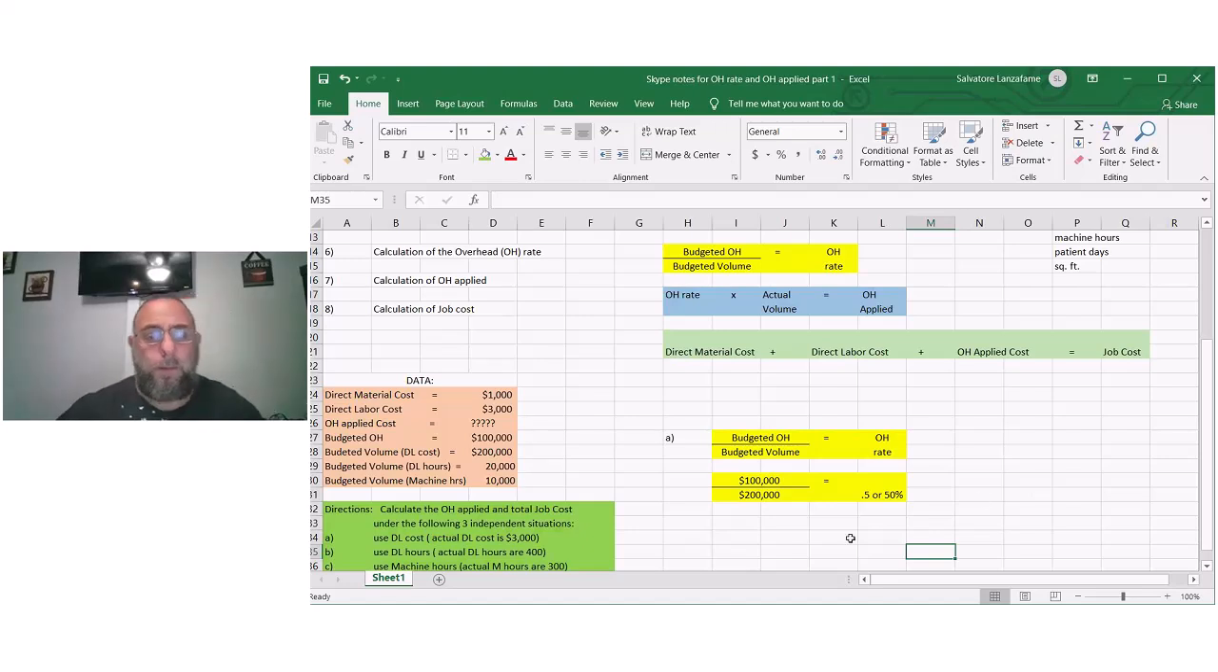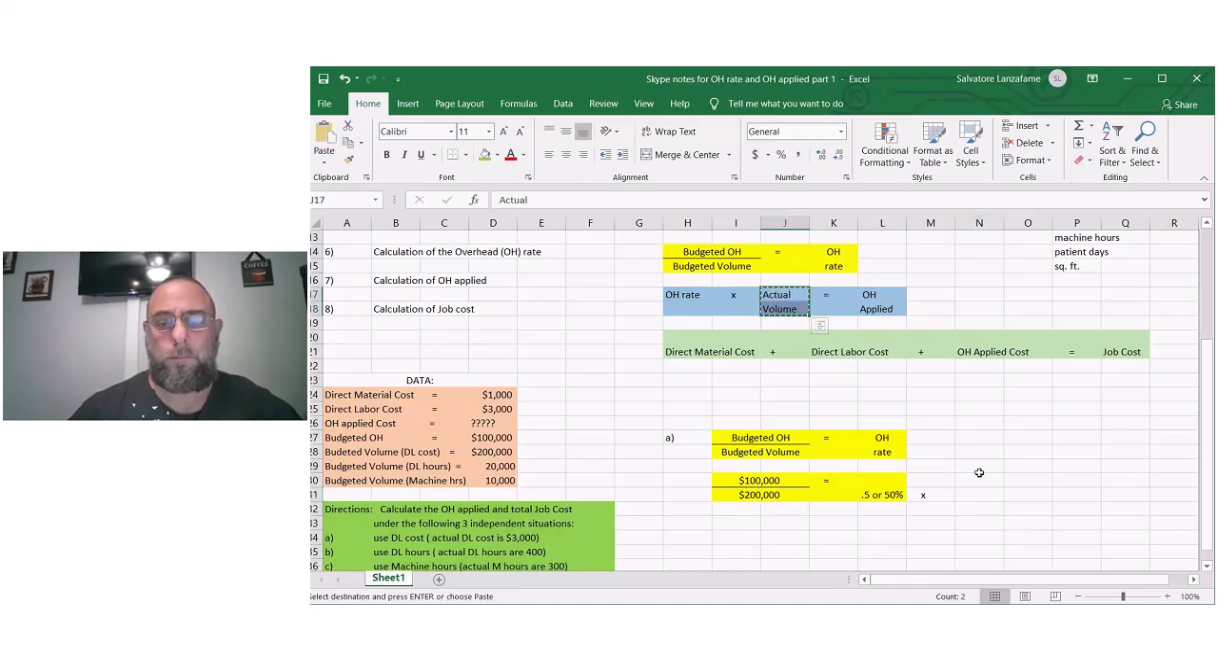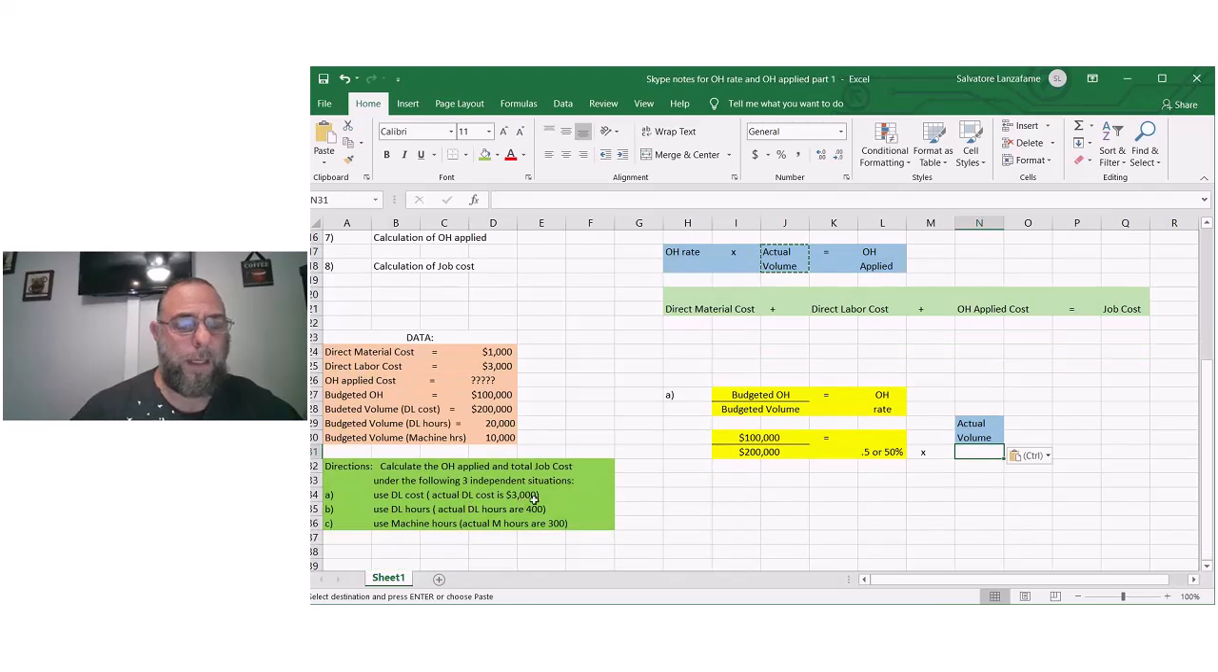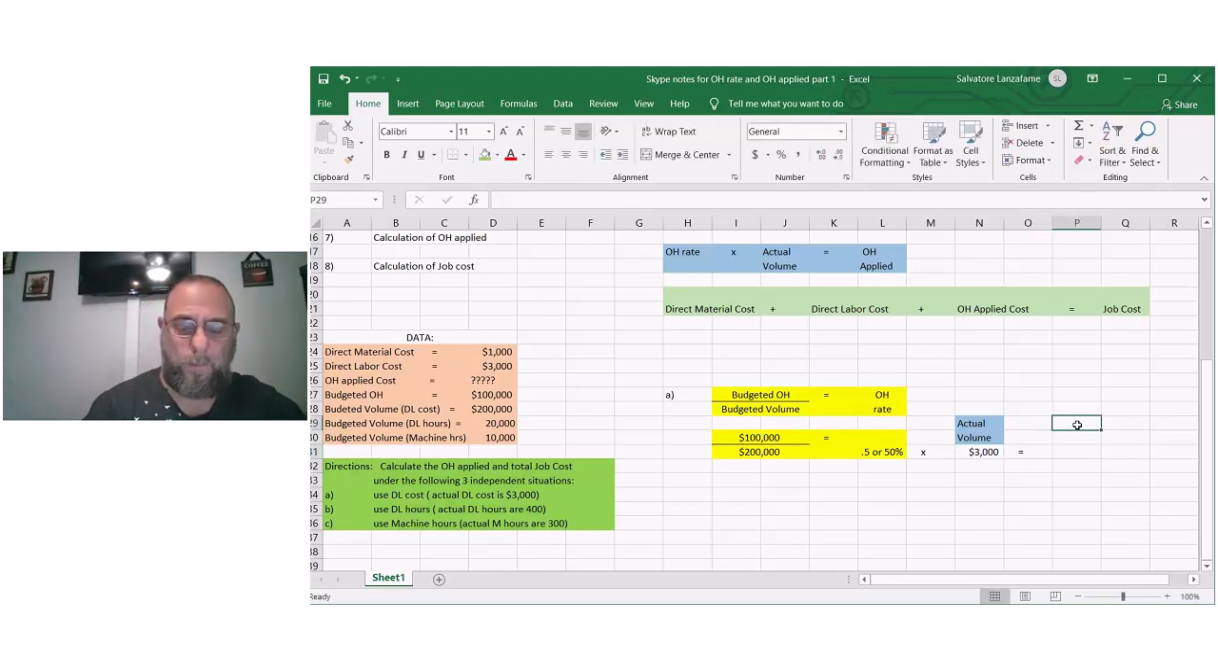Okay. So now we want to do this second part, where we take the rate and multiply it by the actual volume. So why don't I just continue that to the right? Multiply by the actual volume. And the actual volume, if you remember, they told us right down here in the directions, what if the actual volume was $3,000? So take the rate, multiply by the actual volume, and that would give us our overhead applied.